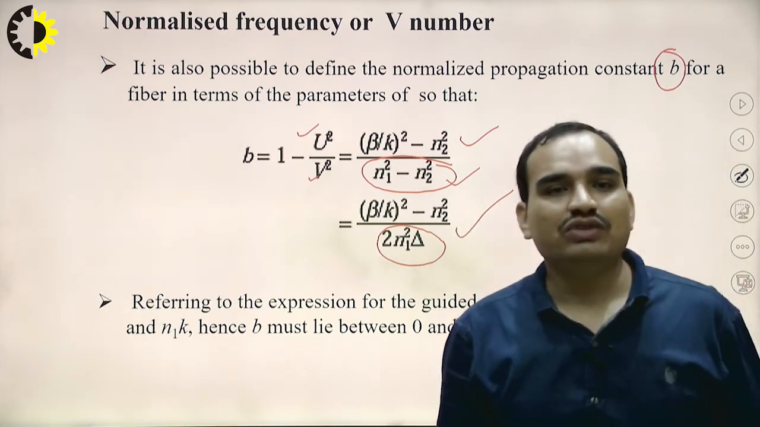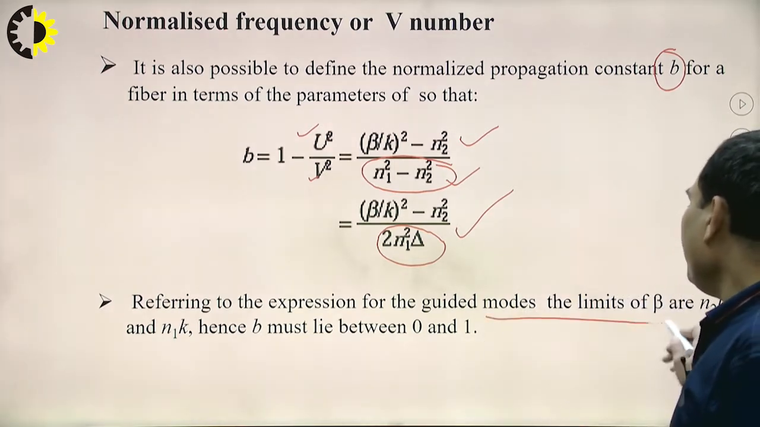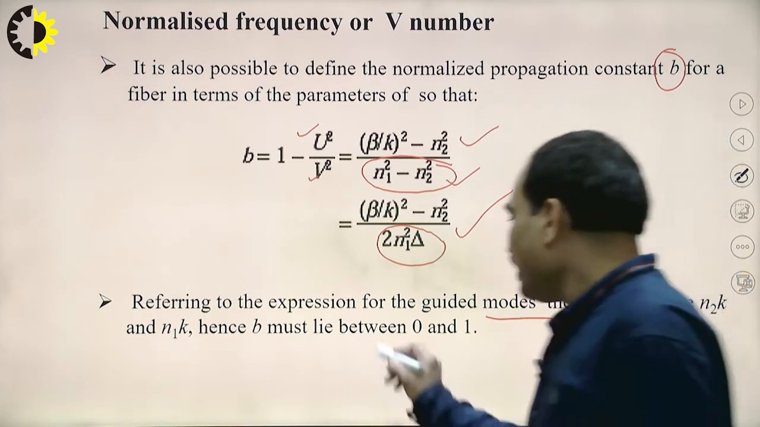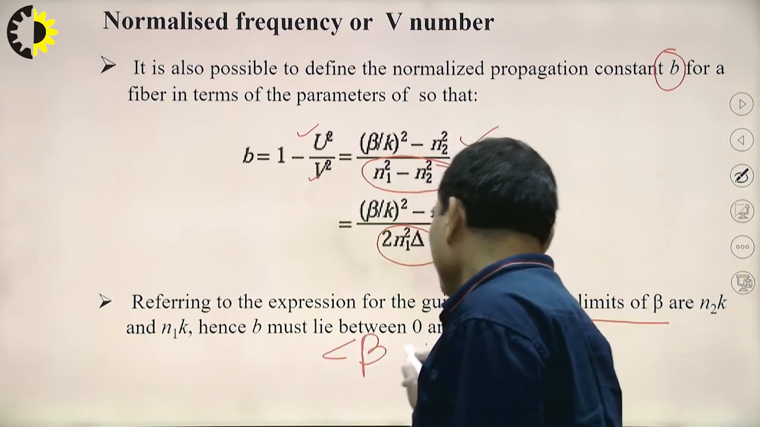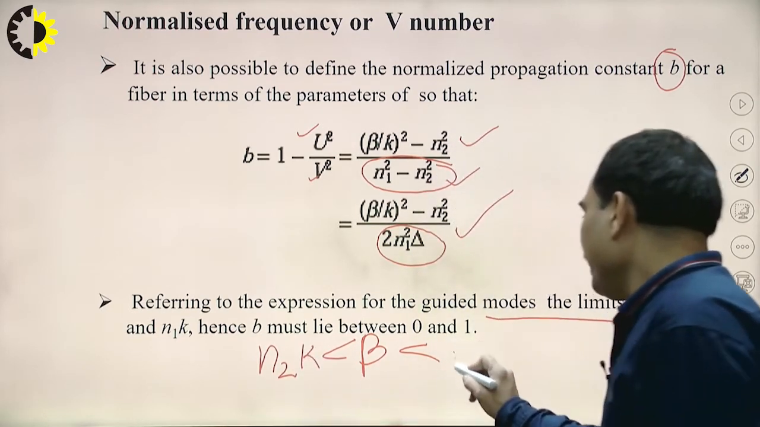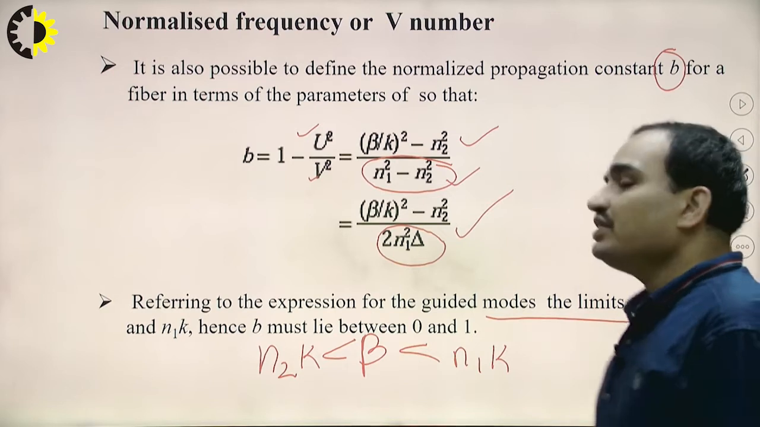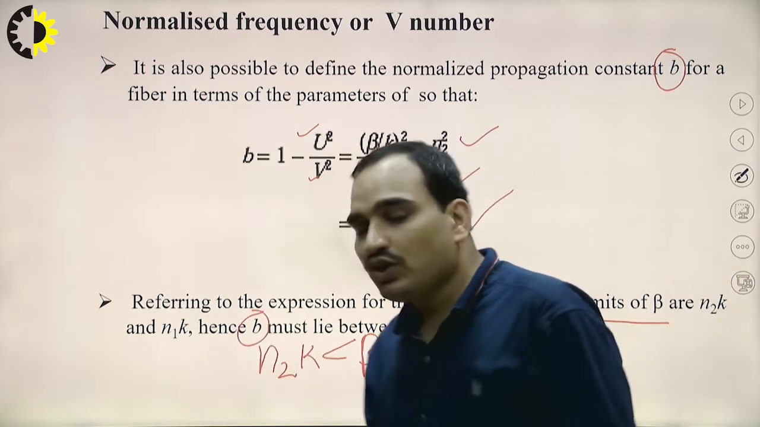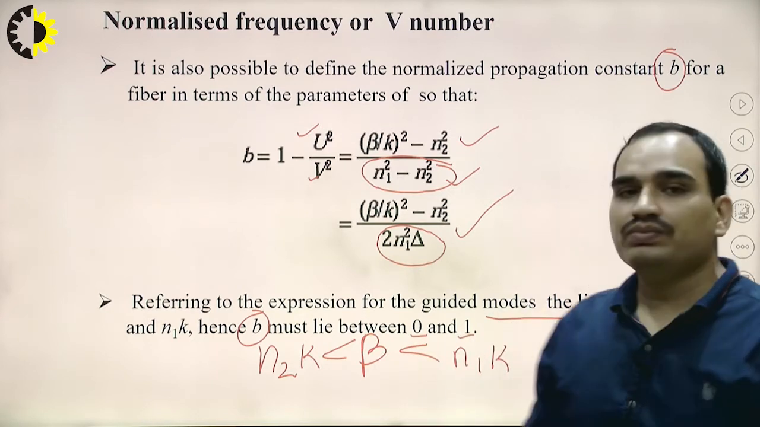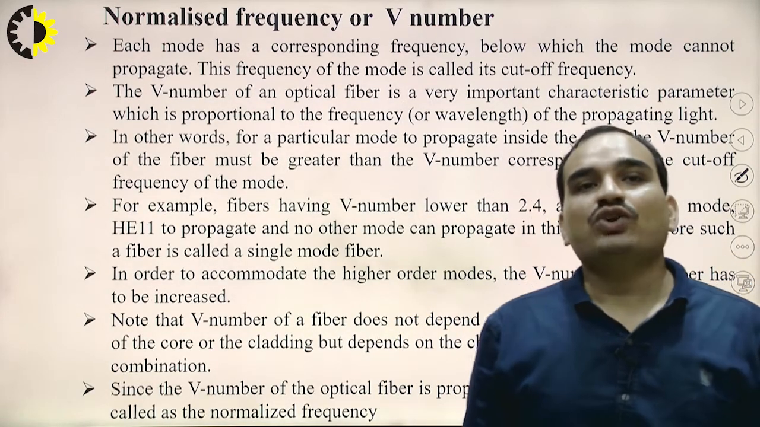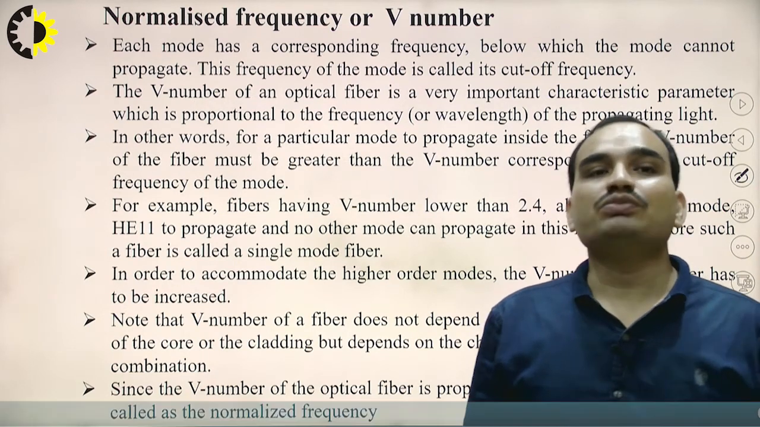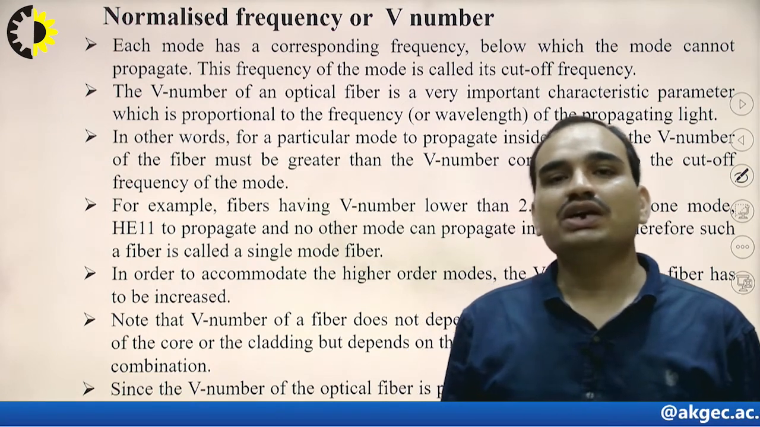Referring to the expression for the guided modes, the limits of beta are n2k and n1k. So beta lies in the range between n2k and n1k, and the value of small b, the normalized propagation constant, lies between 0 and 1. Each mode has a corresponding frequency below which the mode cannot propagate. This frequency of the mode is called the cutoff frequency.